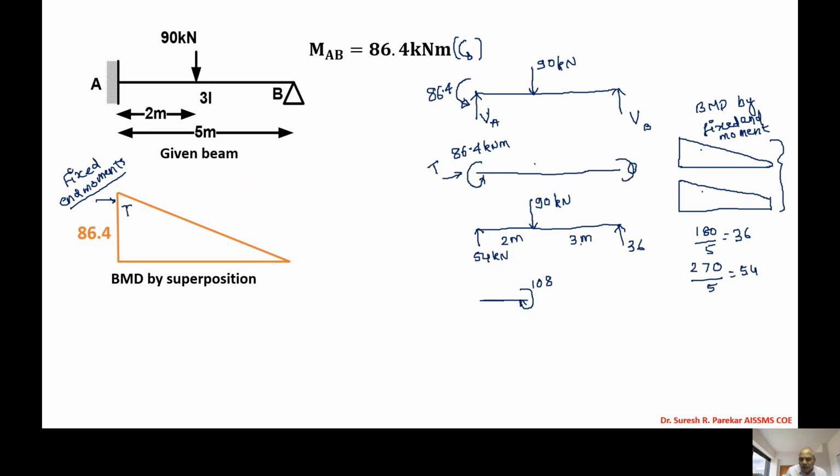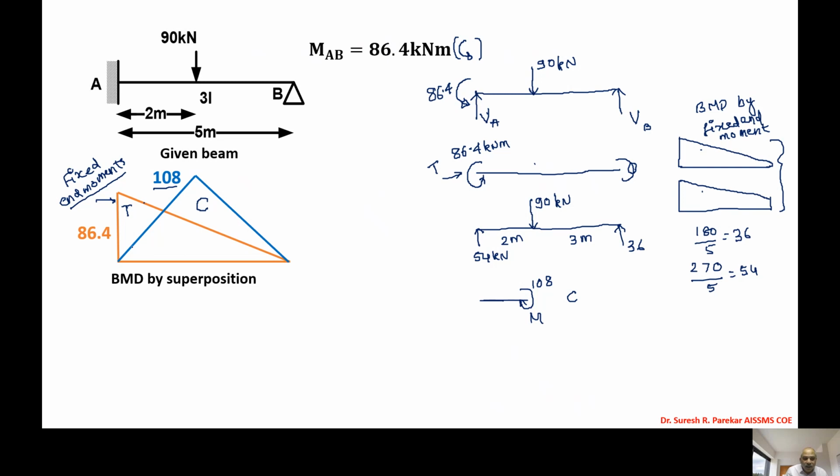Now this BMD due to simple support which we are plotting, we are going to get on the compression side, because we are going to find it by moment. And then we are going to get this bending moment diagram. So we get this value as 108. Now due to this, we have the bending moment diagram on the compression side. So this is tension side, this is compression side.